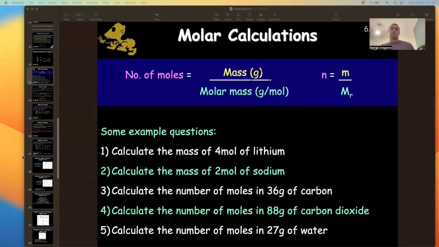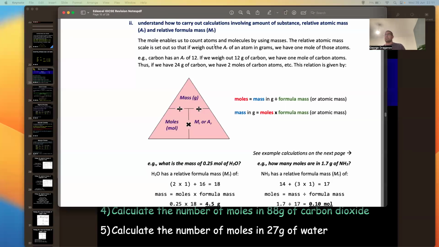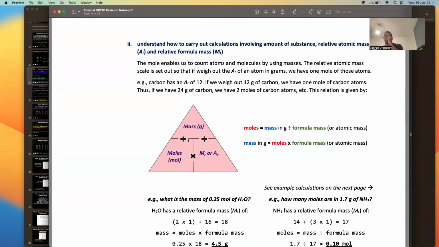Now, for some of you that prefer a triangle, I will show it to you in the triangle format too. So let's have a look. Here we go. You can use this triangle if you prefer. But remember, this is the most important formula in the whole of chemistry.